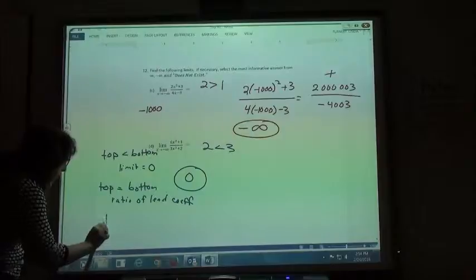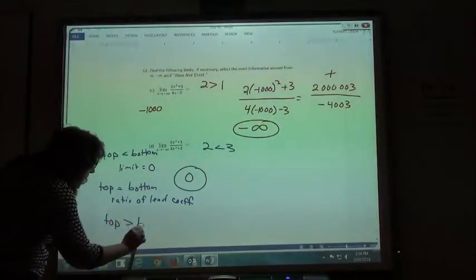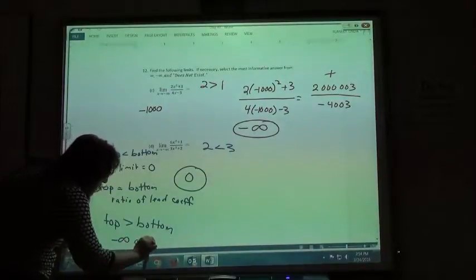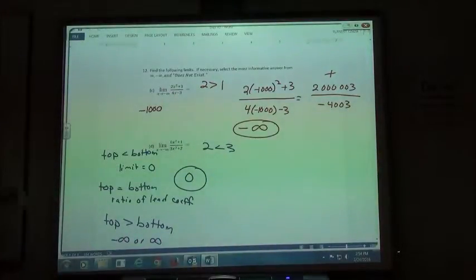If the top equals the bottom, you have the ratio of the leading coefficients. And if the top is greater than the bottom, you're going to get either negative infinity or positive infinity, and you're just going to substitute in a really big number or a really small number and check to see what the sign of your answer is. That's going to tell you if you're at positive infinity or negative infinity.